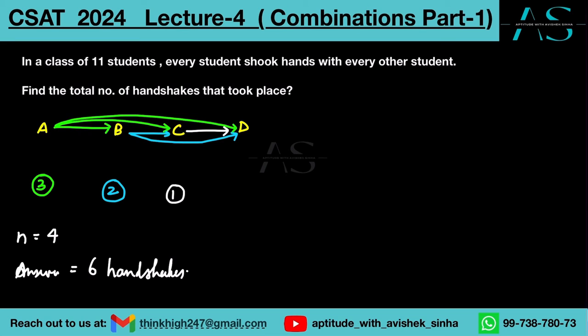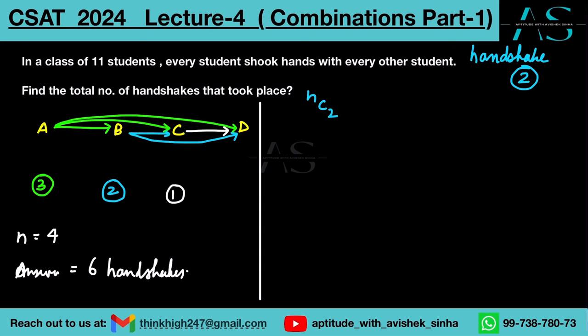Right? This is with the help of manually solving it. But can we have a formula here to find the number of handshakes? Yes. We have a formula which is known as NC2. And why do we write it as NC2? Because for every handshake to take place, you require 2 members at the same time.